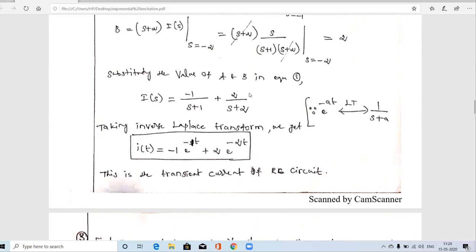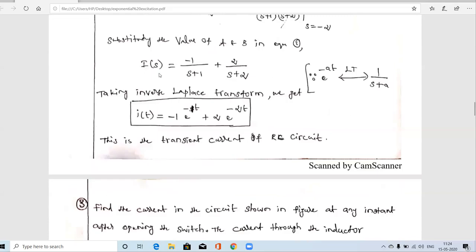So what is the next step? We have to take the inverse Laplace transform. If you take the inverse Laplace transform of the above equation, we will get the inverse Laplace transform of I of s, which is I of t. Then minus 1 you keep.